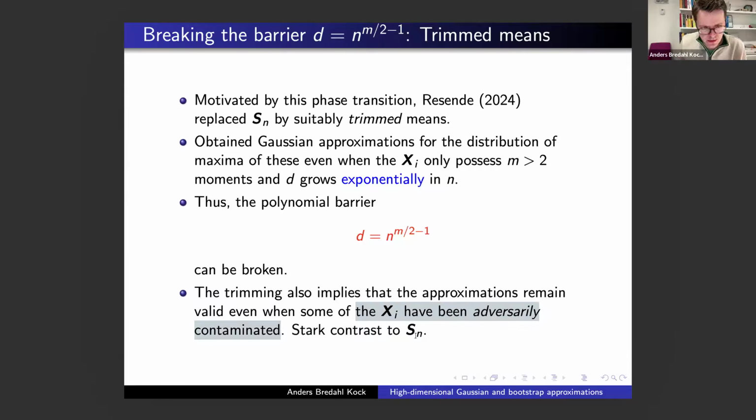We know, of course, that sums have a breakdown point of 1 over n. I can change the value of my sum Sn to any desired value by changing only one of the summands, so they're extremely fragile in that sense.